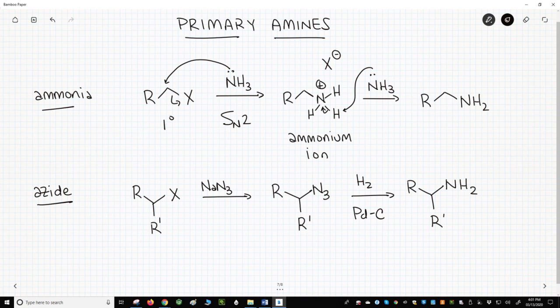Note that ammonia is a bit basic, so this process is limited to primary halides. Secondary halides might do an elimination. Ammonia is not the only nitrogen nucleophile.